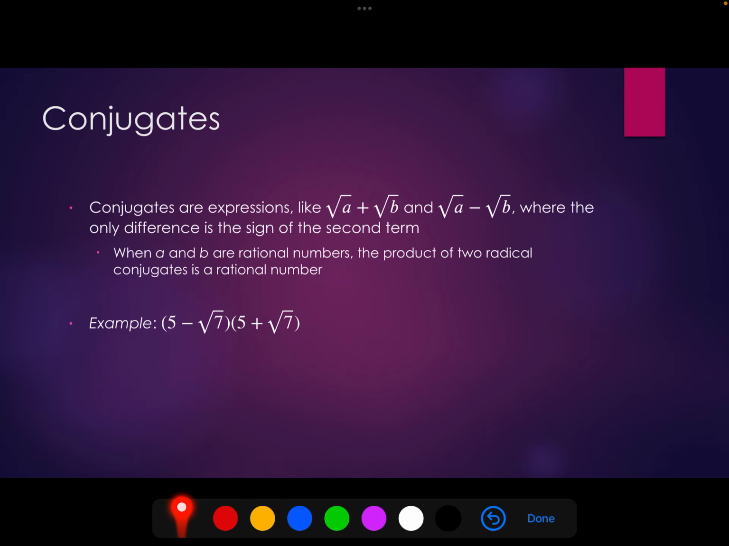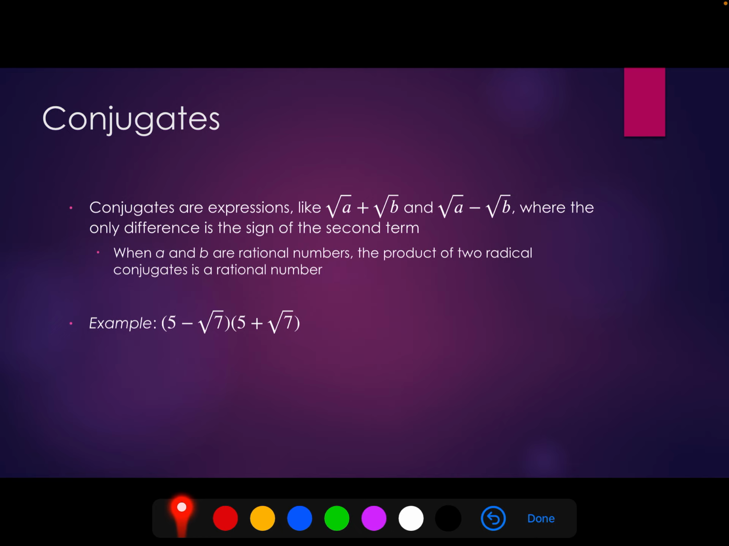Now let's talk about conjugates. Like it says here, conjugates are expressions like the square root of a plus the square root of b, and the square root of a minus the square root of b. And the only difference between the two of them is the sign of the second term.